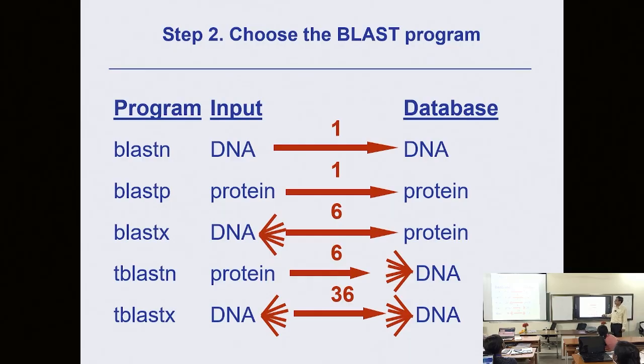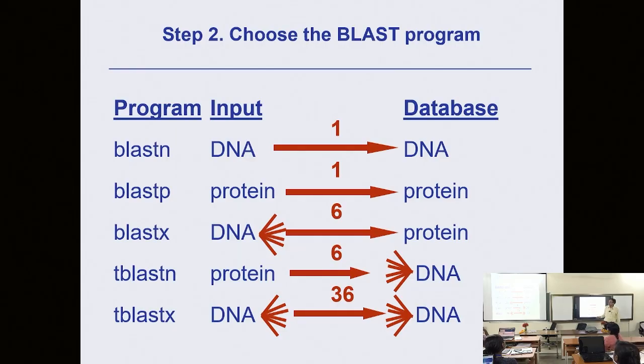And the fourth one is you have a protein sequence of interest with you, and you want to compare it with a DNA sequence in the database. Okay, so you will then translate the DNA sequence in the database into 6 possible proteins, and then do the comparison. So how many total comparisons?